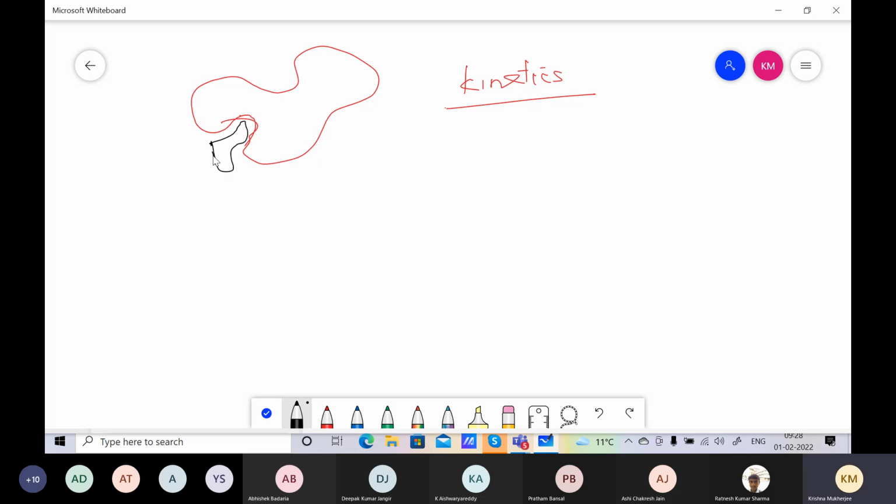And this is the substrate which binds. And whenever we talk of kinetics, we talk of substrate binding and some product leaving out of this. And this gets converted to some product. I mean, bad drawing, but doesn't matter.